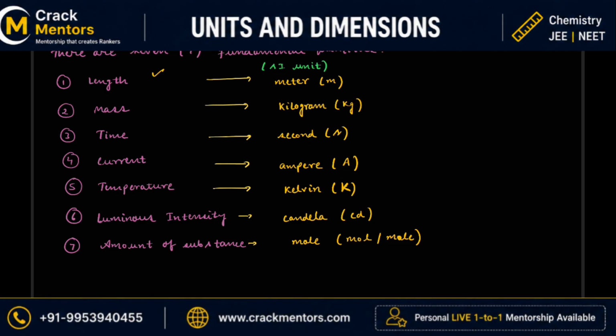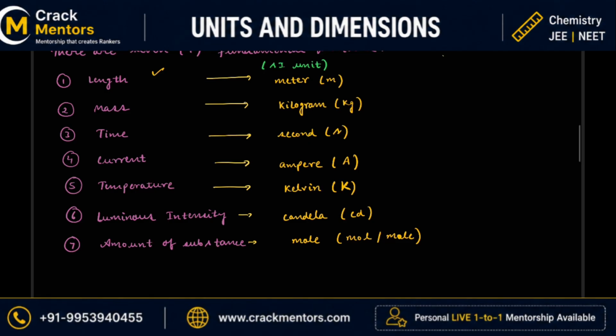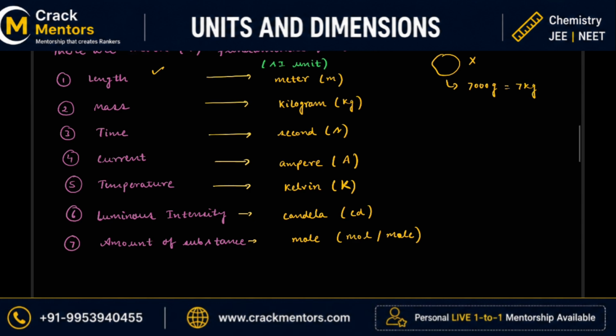If we take any of these quantities, let's say mass, and we want to measure something, say an object x, one person would report its mass in grams, another in kilograms, another in milligrams. Let's say its mass is 7,000 grams, which we know is 7 kg. There are three persons, A, B, C. One would say the mass is 7,000 grams, another 7 kg, and another would report it in milligrams. A milligram is 10 to the power minus 3 gram.